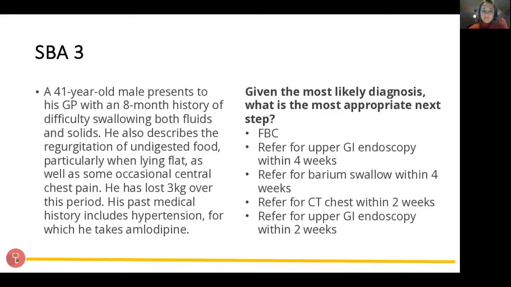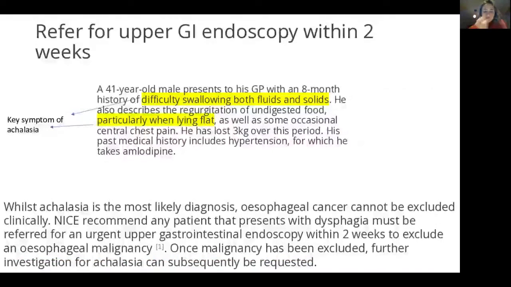Okay, most of you have got that absolutely right. So if we break down this question, this patient has difficulty swallowing both fluids and solids. So this is quite a typical symptom of achalasia, and he also has regurgitation when lying flat. So these are key symptoms of achalasia.